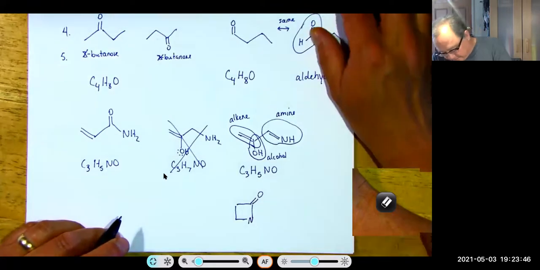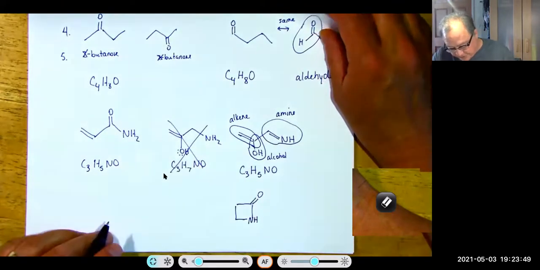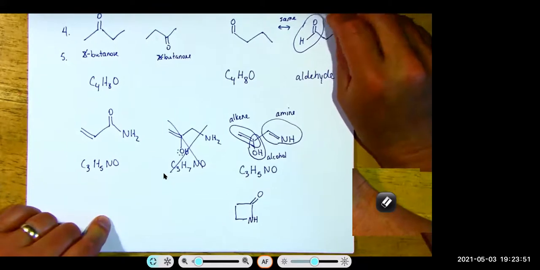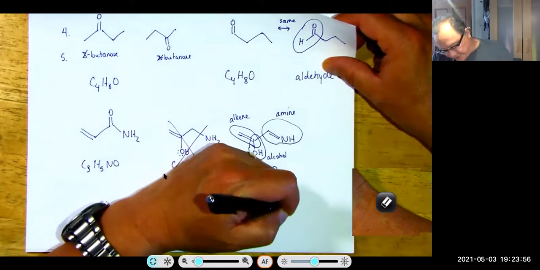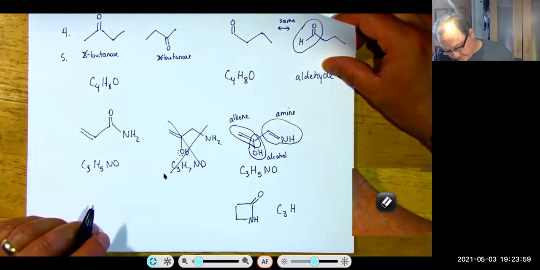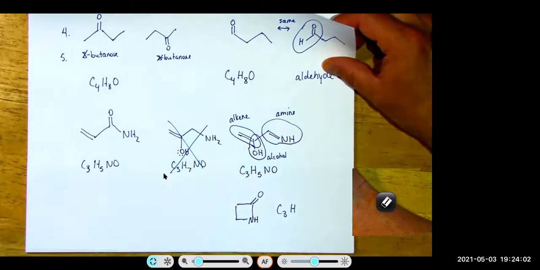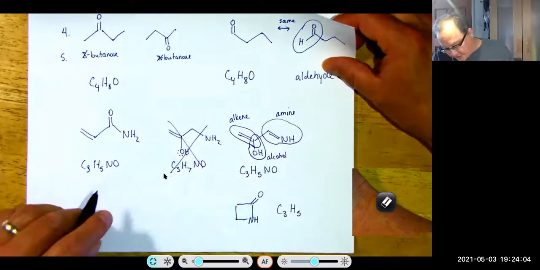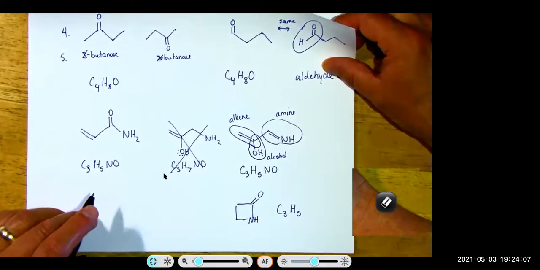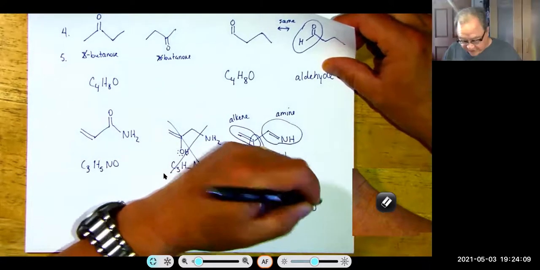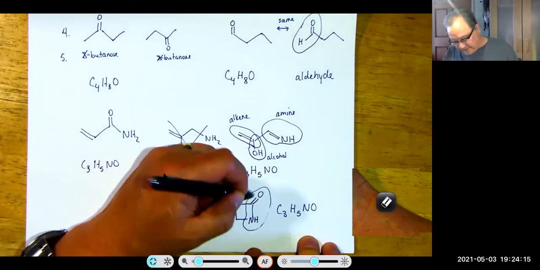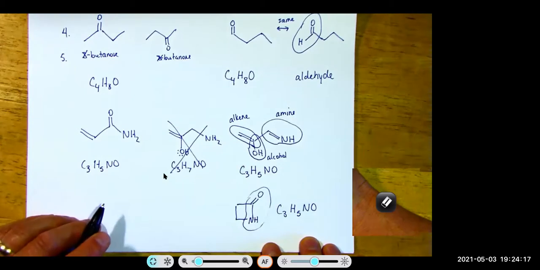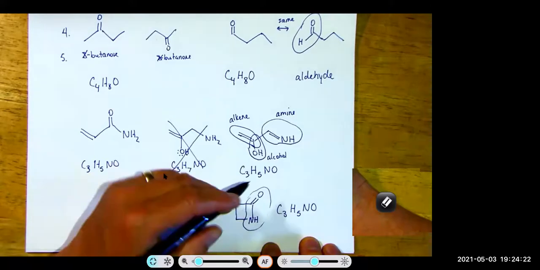How many carbons do you see in this? 3. Okay. How many hydrogens? 1, 2, 3, 4, 5. How many nitrogens? I'm sorry. 1 and 1 for nitrogen and oxygen. Oh, so this is also a structural isomer. And what would you call this guy? Oh, and the NH is the amide.